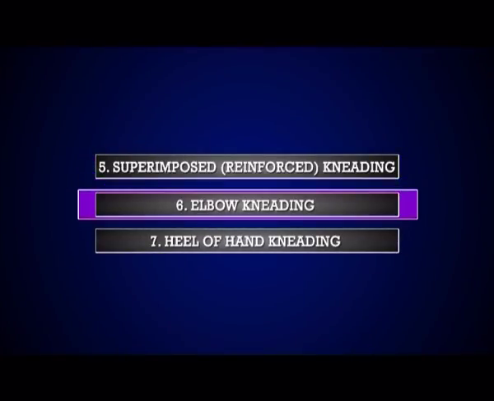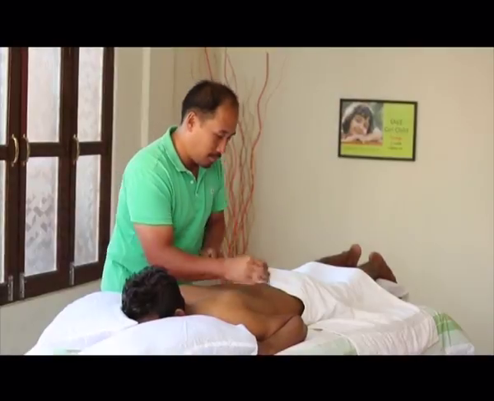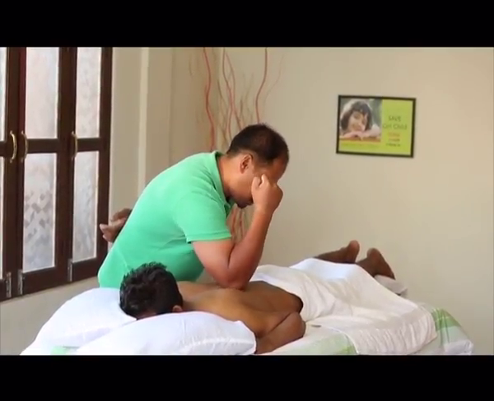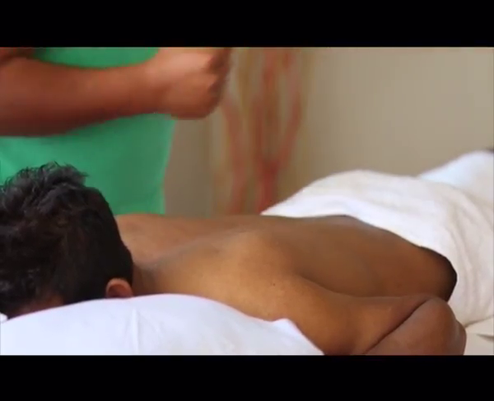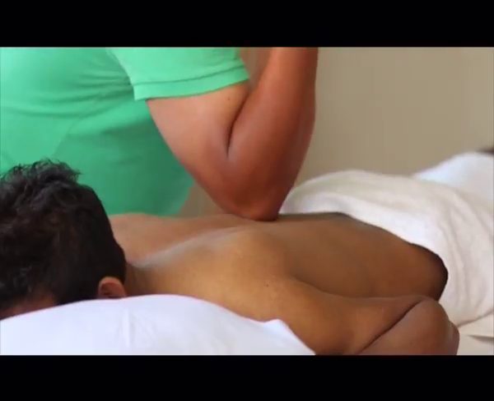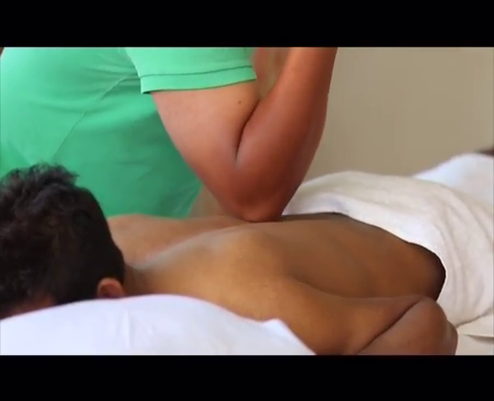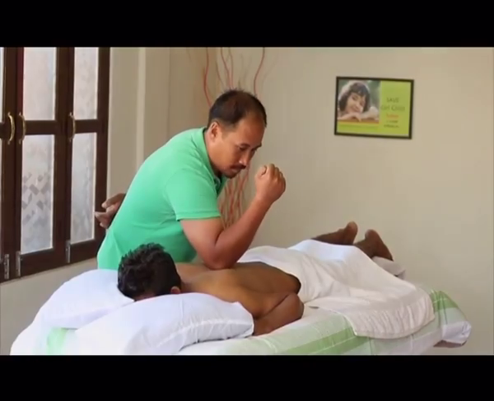Number 6, elbow kneading. This is performed by the bent elbow, which is placed on the area to be treated. The best available part of the elbow is used to form stationary circular manipulations, usually on the muscles of the interscapular region at the back or the gluteal region, where greater depth is required.